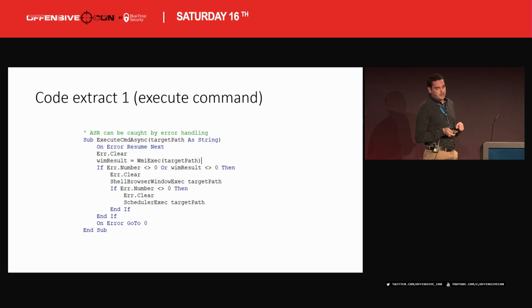So here, this is code which calls other execution functions. Something interesting to know is that ASR errors are caught by the error handling of the script, meaning that even if ASR is triggered, if you have this kind of error management, it will not hang the script. The application will continue to run. So basically, first I try to execute with WMI. If it doesn't work, I try to execute with shell browser. And if it doesn't work, I try to execute with scheduler exec. And the last two will bypass everything anyway.